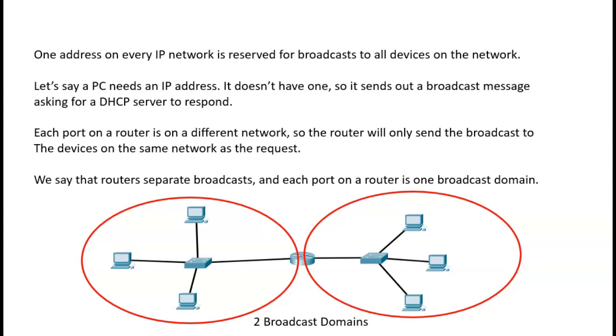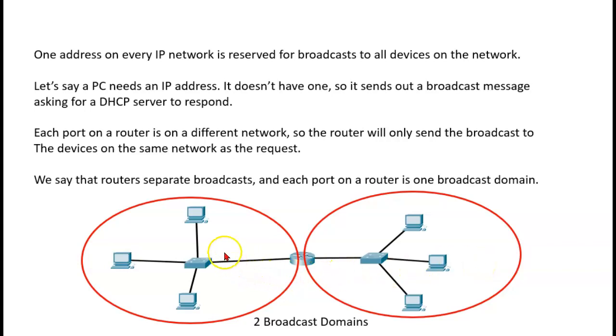Every IP network has one address that is reserved for broadcasts. If a computer wants to send a message to all of the devices on that IP network, it uses that broadcast address and everybody will hear it. So here I've got two IP networks. Remember that routers separate IP networks.